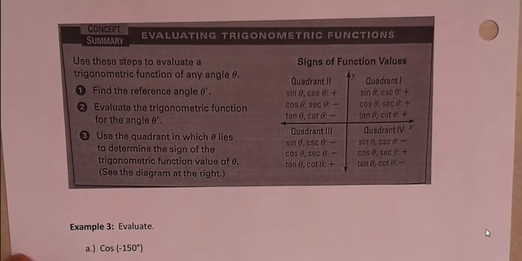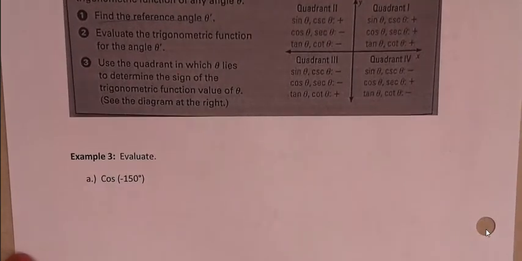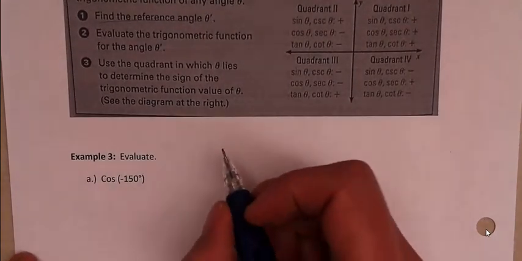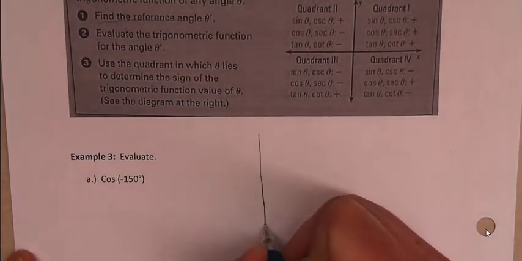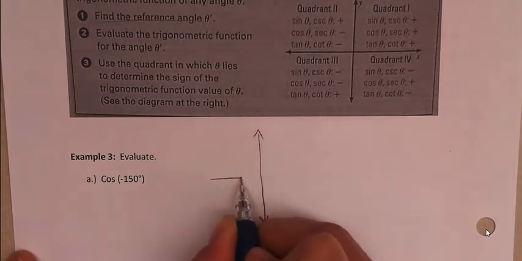So the first thing we're always going to do is find that reference angle. We're evaluating cosine of negative 150 degrees. In order to find that reference angle, you draw it out.